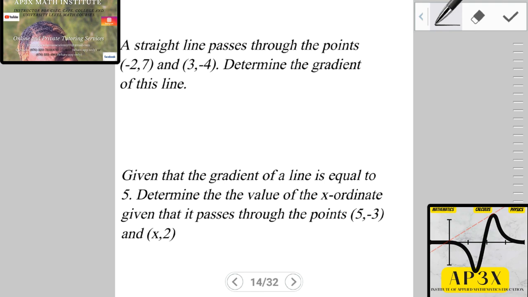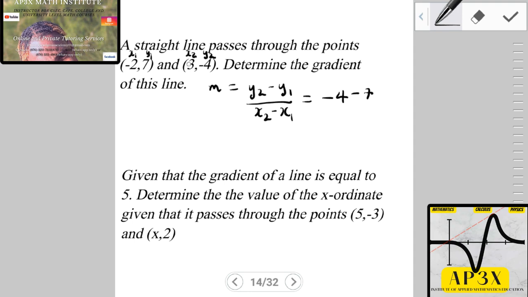A straight line passes through the points (-2, 7) and (3, -4). Our task is to determine the gradient of this line. So once again, the gradient formula is m equals y2 minus y1 over x2 minus x1. So here we have m. Let's label our points: x1, y1, x2, y2.